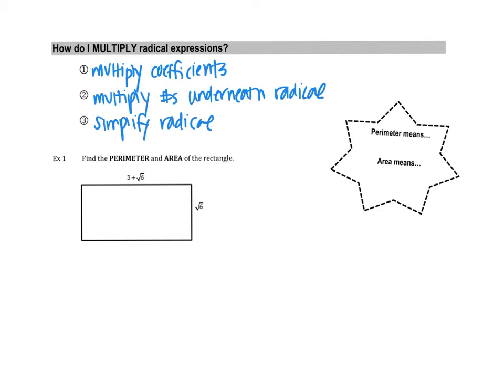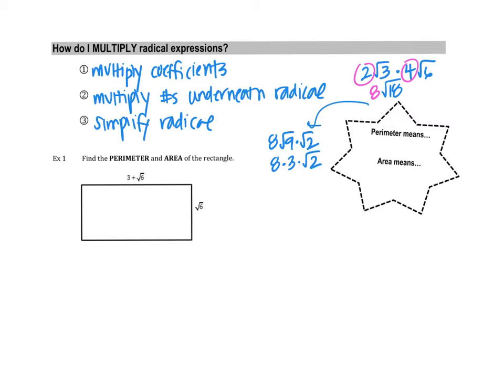Okay, so just as an example, I had 2 root 3 times 4 root 6. Step 1 says multiply the coefficients, so my coefficients are 2 and 4, which is an 8. 3 times 6 is square root of 18. Then we're going to focus on simplifying 8 root 18. I'm going to bring it over here. So I'd have 8 square root of 9 square root of 2, 8 times 3 times root 2.